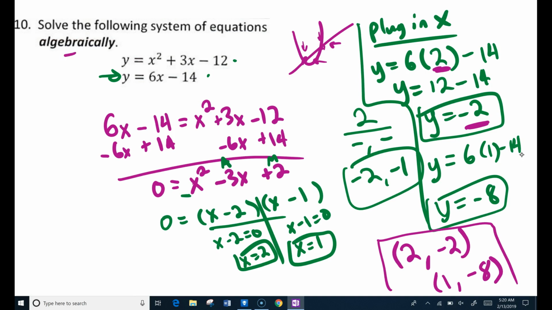As always, when you're doing things algebraically, there's always ways you could check yourself in your calculator. So all you would have to do is just graph both these into y1 and y2, and just make sure that these are the 2 points where the graphs cross.